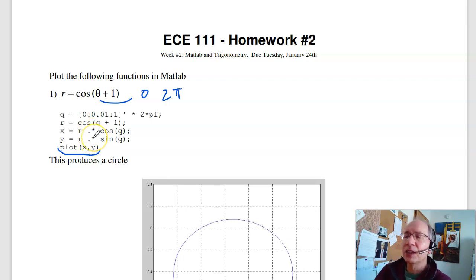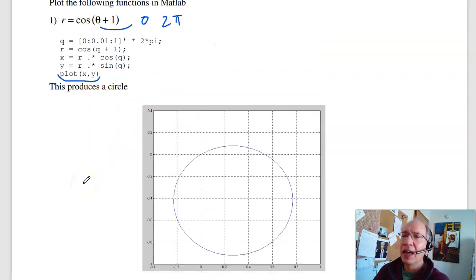I've got to use that dot notation because R is a 100 by 1 matrix. Q is a 100 by 1 matrix. So when I multiply them, I can't do a matrix multiply. The dot times tells MATLAB to do an element by element multiply, then it's happy. And if you plot it, you'll get a circle.